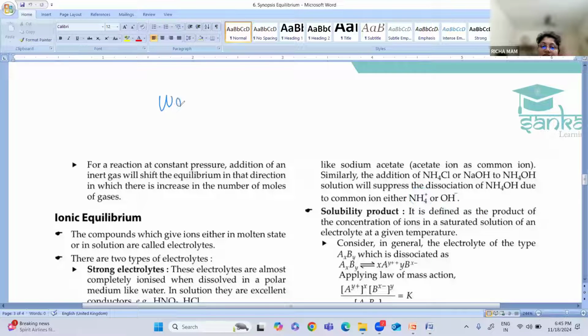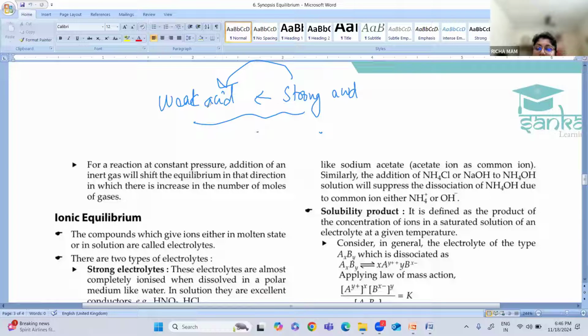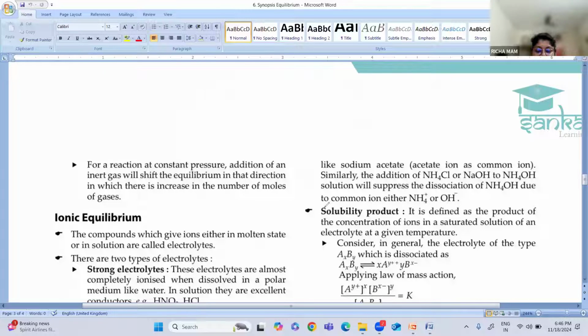Whenever you have a weak acid and you add a strong electrolyte, the common ion is present, and because of that, the stronger acid suppresses the weaker acid, and the common ion effect is shown. This is very important, the common ion effect. Next is solubility.